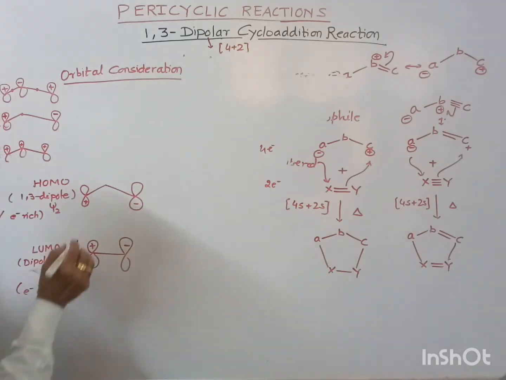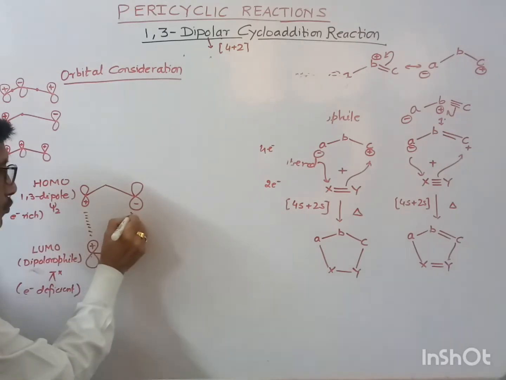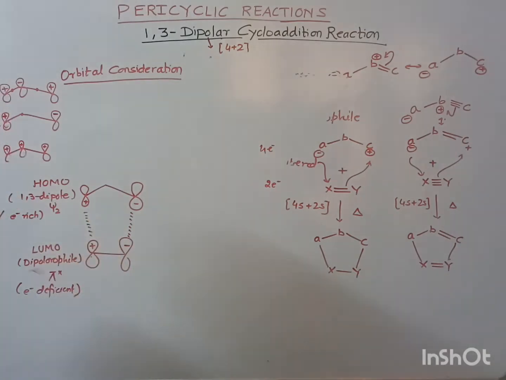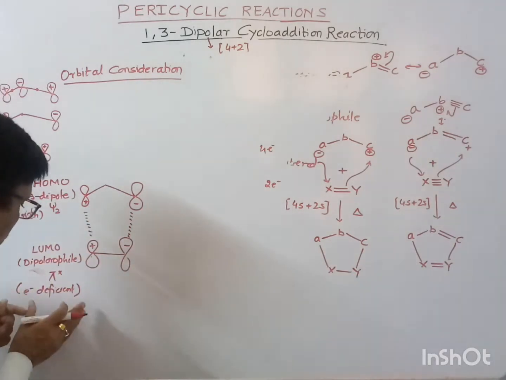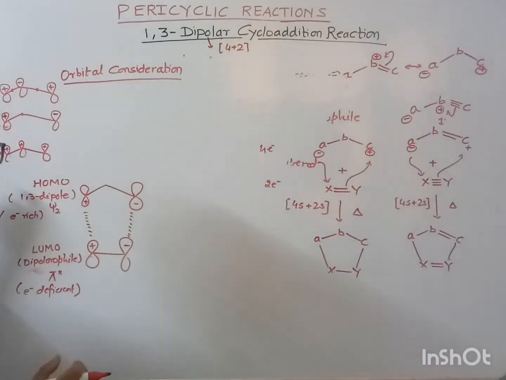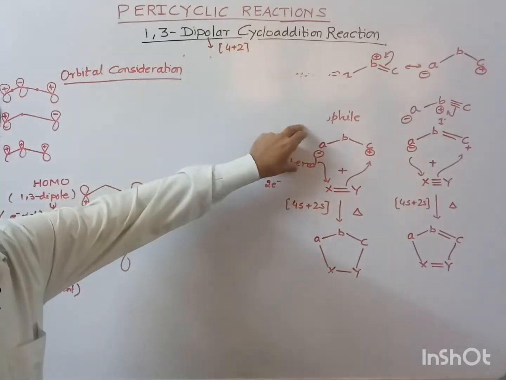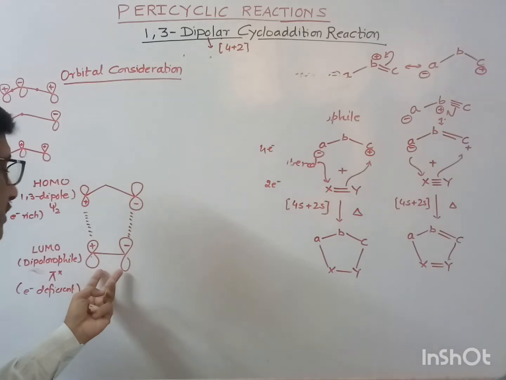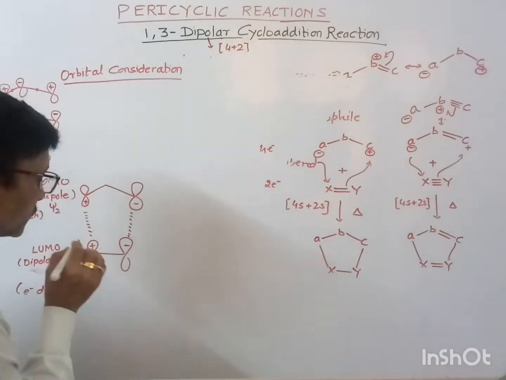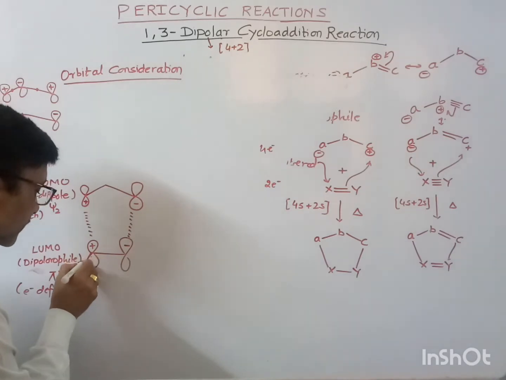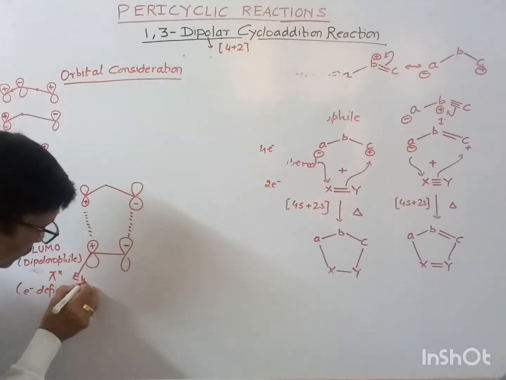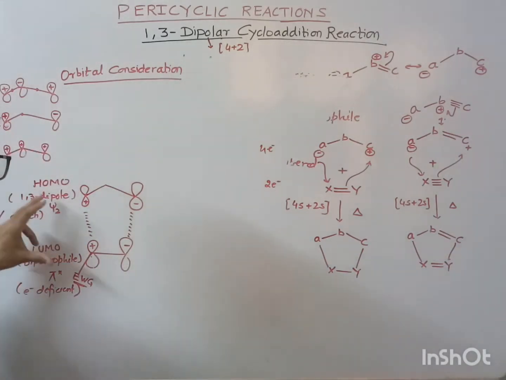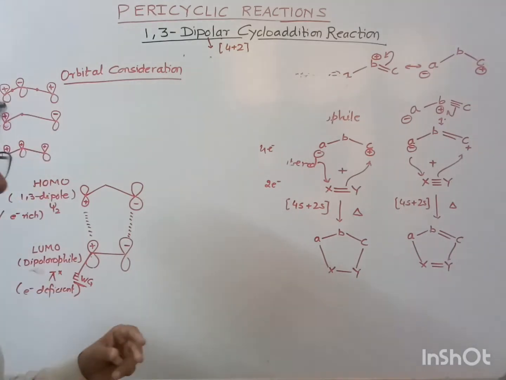Now here, as you can see, the superficial interaction is positive, it is possible, and we are getting the 2 bonding interactions here. And because this is an electron deficient species, if the 1,3 dipolar species acts as a HOMO and this acts as a LUMO, then it must contain some electron withdrawing group. So one of the electron withdrawing groups may be present over here. In the dipolarophile, in this case, the dipolarophile must contain some electron withdrawing group.